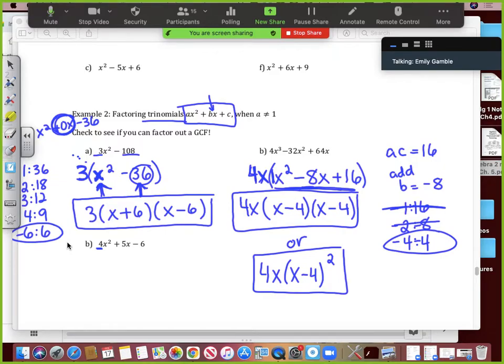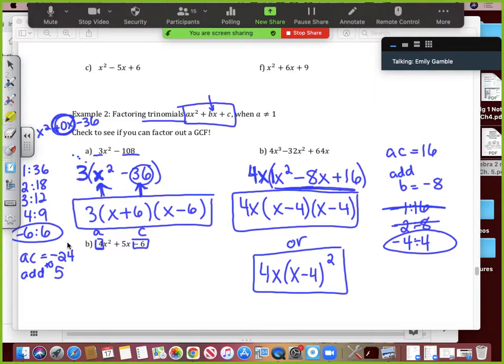This 4 cannot be factored out, so what I have to do here is now work with the 4 number and this number. When I multiply a times c, the a number is 4, and the c number is negative 6. A times c, 4 times negative 6, is negative 24. All right, so that is going to be the number I'm trying to multiply to get. And at the same time, those factors that multiply to be negative 24 have to add to be the middle number, which is 5. So it has to add to be 5 and multiply to be negative 24. So what we're going to do is the same process as before.